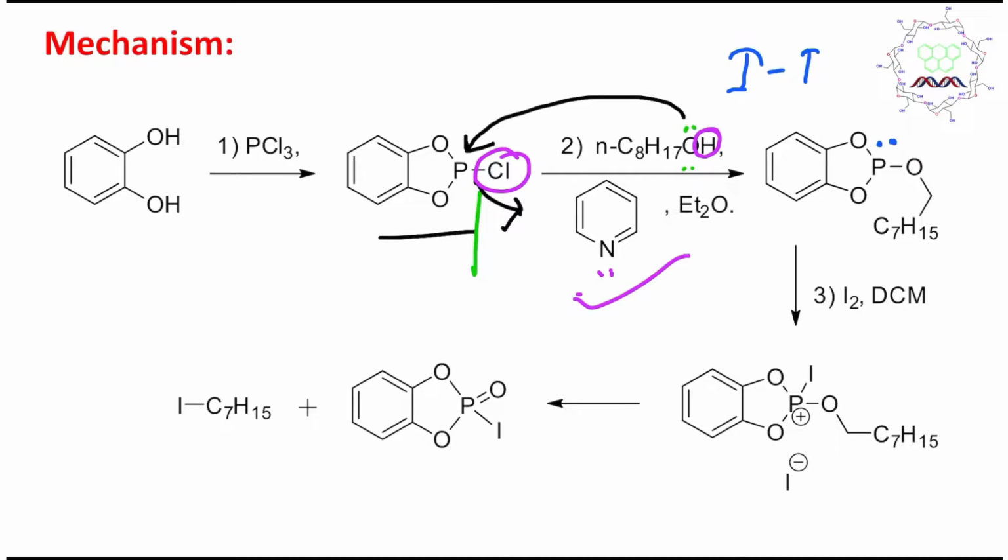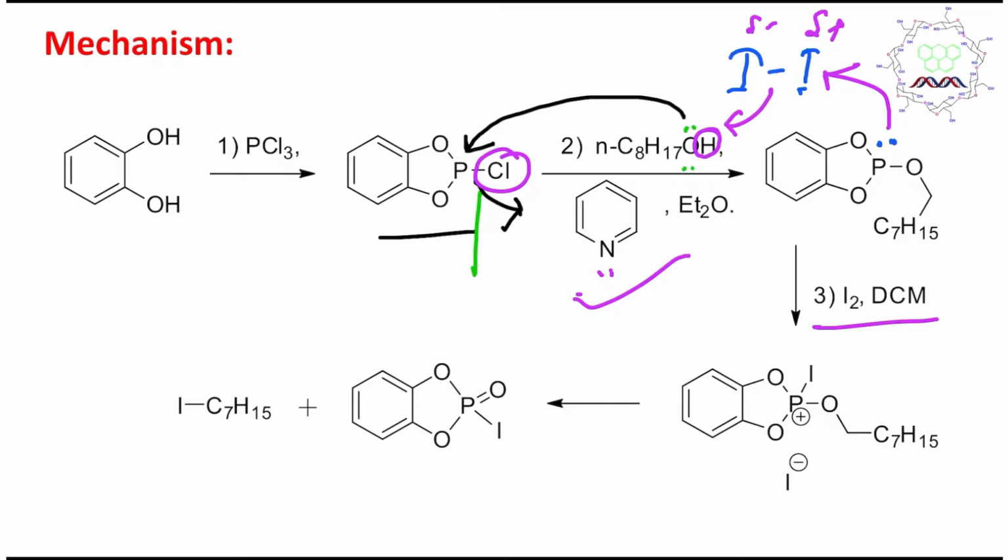Sorry, this will not be I2, I made a mistake. So this will attack because of this delta plus and delta minus polarization, it will open, and phosphorus is soft, so it will do this reaction, and in the presence of this it will produce an iodine attached to phosphorus, which is plus, and this is an iodide.